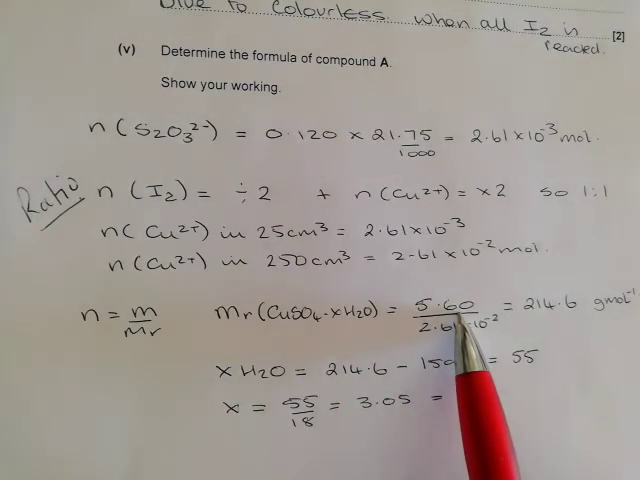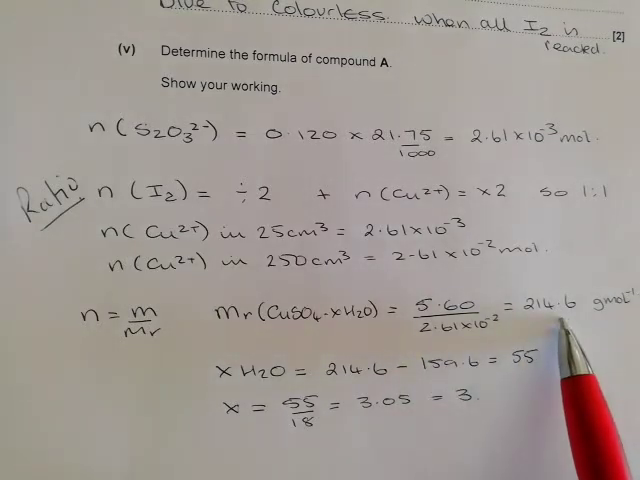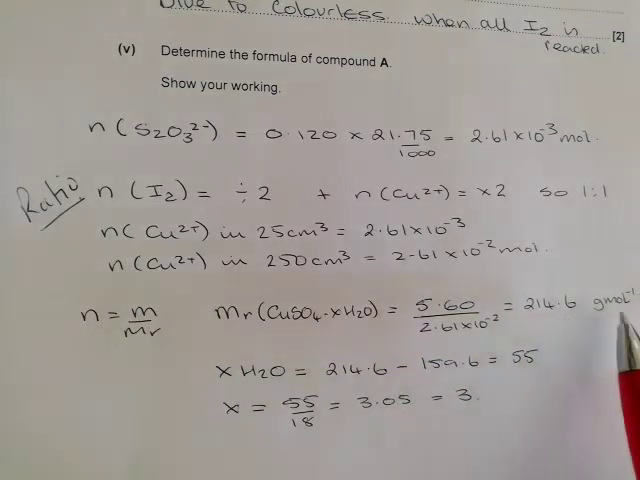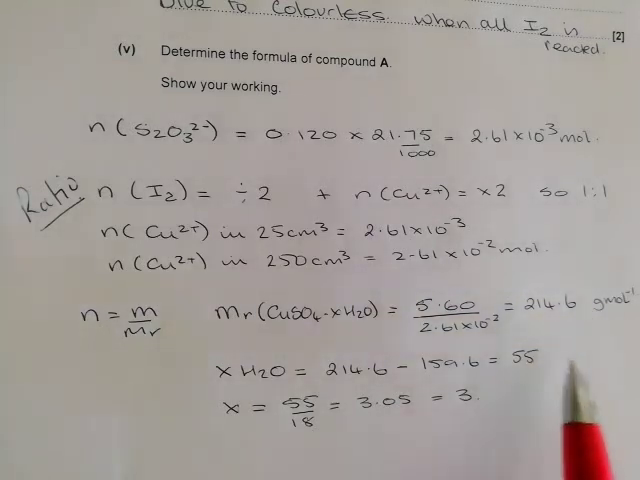So the subtraction on the other side of the page would come to 5.60, and divide it by your number of moles gives you a MR of this. These are units, remember, of molar mass, the number of grams per mole.